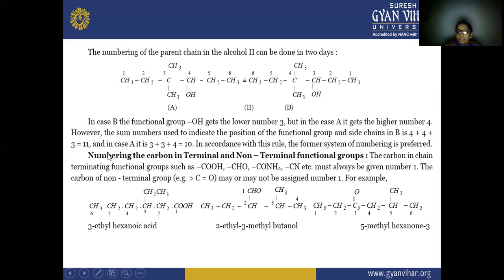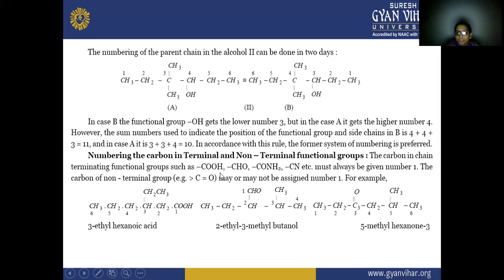Again, in this structure you can see this is A and this is B. In this case, B has the lower position, that is third, and in this one the hydroxy has position 4. If we take the sum of numbers, this one is 11 and this one is 10. So according to this sum rule, the former system is correct.